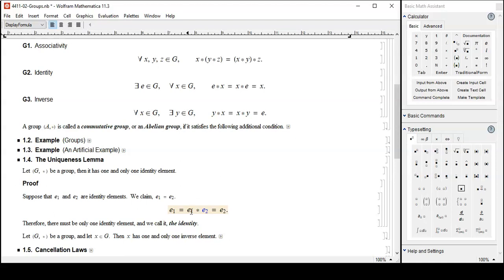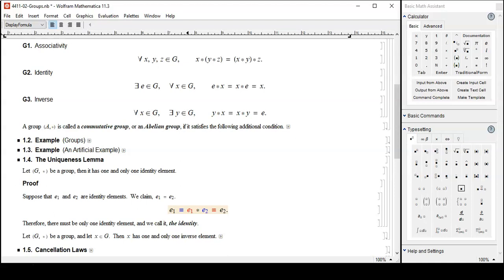Now, E1 is identity. So E1 has this property too. Everything will stay the same. So E2 will stay the same. Consequently, what did you get? E1 is equal to E2. And then we use both properties. E2 is identity, so that we get this, highlighted in blue. And E1 is identity, so we get this, highlighted in red. That's the proof.